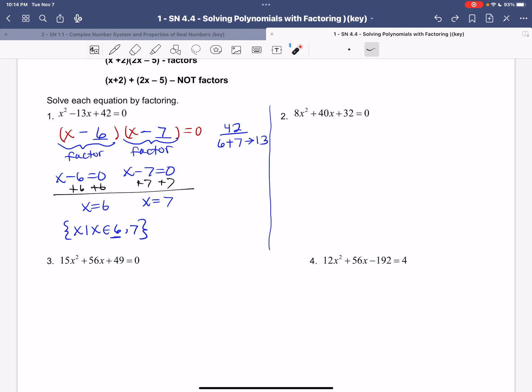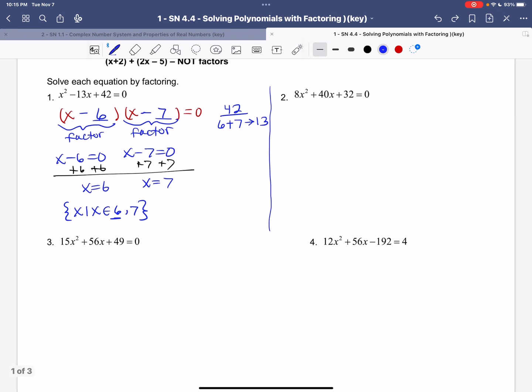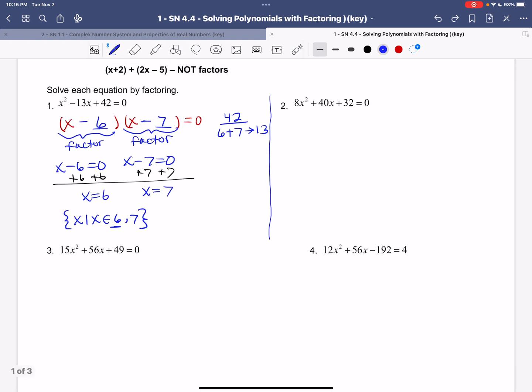First step of factoring is to set these equal to 0, which I've done. The first step of factoring is to take out anything they have in common, and we can take out an 8. When we take out an 8, we are left with x squared plus 5x plus 32 is equal to 0.